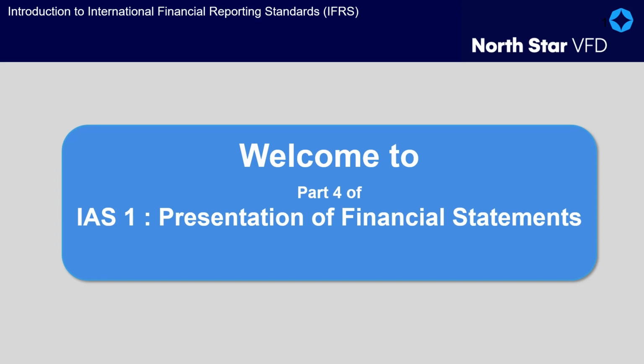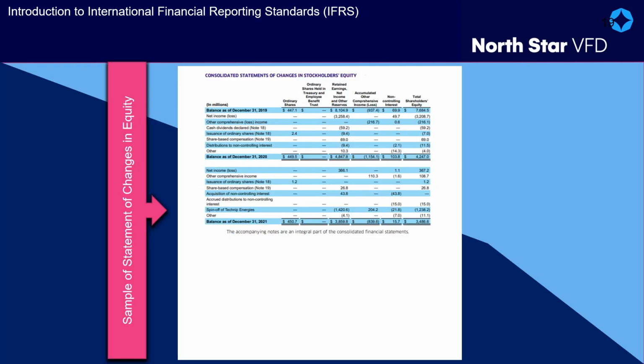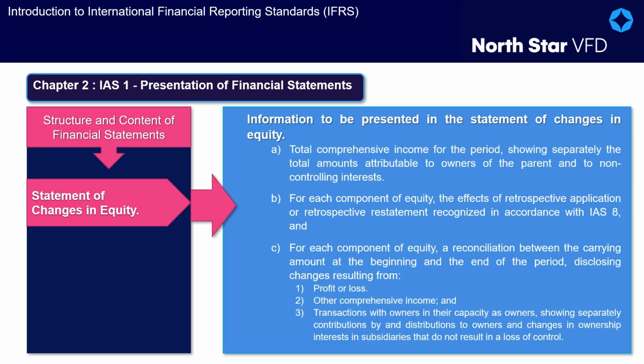Statement of Changes in Equity. The Statement of Changes in Equity includes the following information. A. Total comprehensive income for the period, showing separately the total amount attributable to owners of the parent and to non-controlling interests. B. For each component of equity, the effects of retrospective application of accounting policies or restatement recognized in accordance with IAS 8, and C.